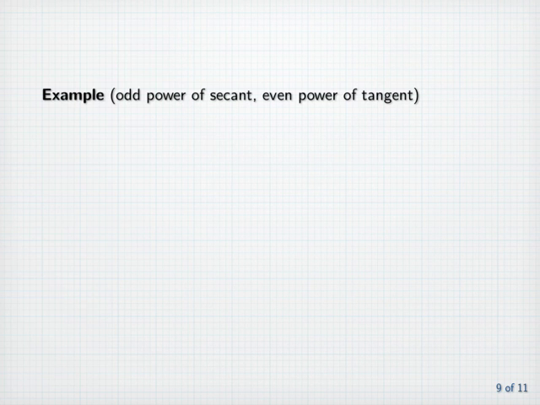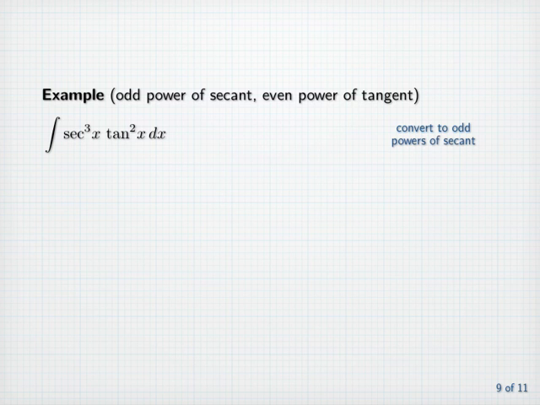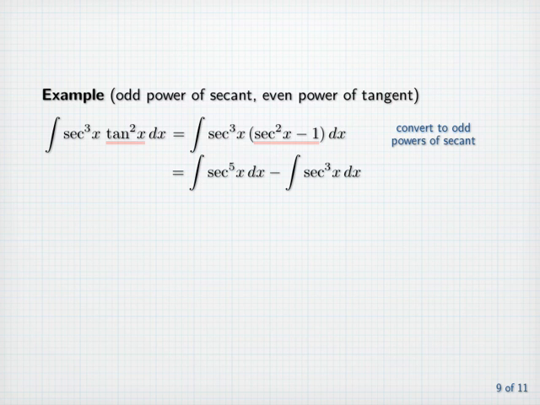Now there's one final case to consider. Here's an example of an odd power of secant together with an even power of tangent. The indefinite integral of secant cubed x times tangent squared x dx. The way to approach this is to basically convert to odd powers of secant only. If we replace tangent squared x with secant squared x minus 1 and then multiply out the integrand, we can break the integral into two parts, the integral of secant to the fifth x dx minus the integral of secant cubed x dx. Now we just computed each of those on the previous page and we could use the results here, but let's go ahead and work this out.